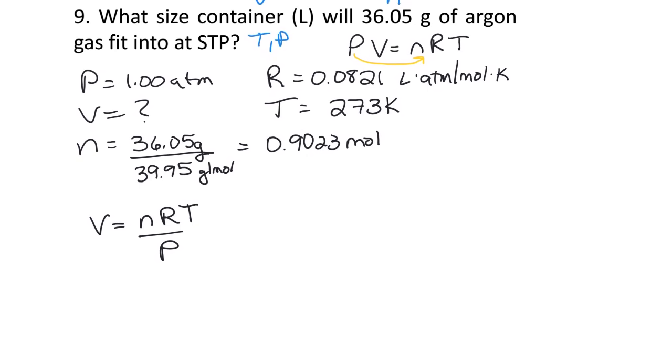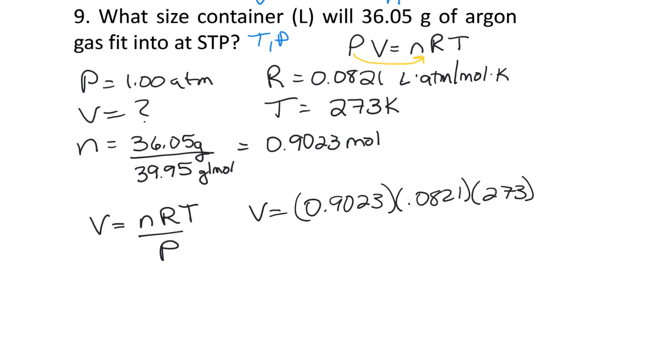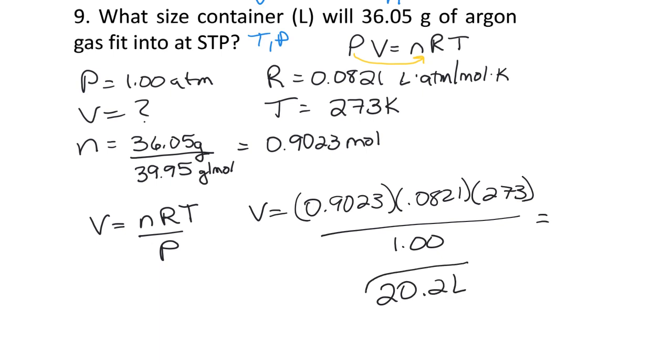Okay, so volume equals N is 0.9023 times R, 0.0821 times T at 273 divided by 1.00. And when you do the math on this one, you get 20.2 liters.